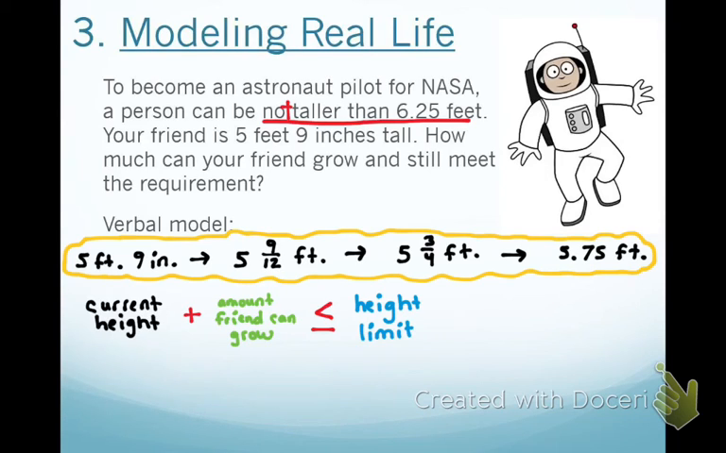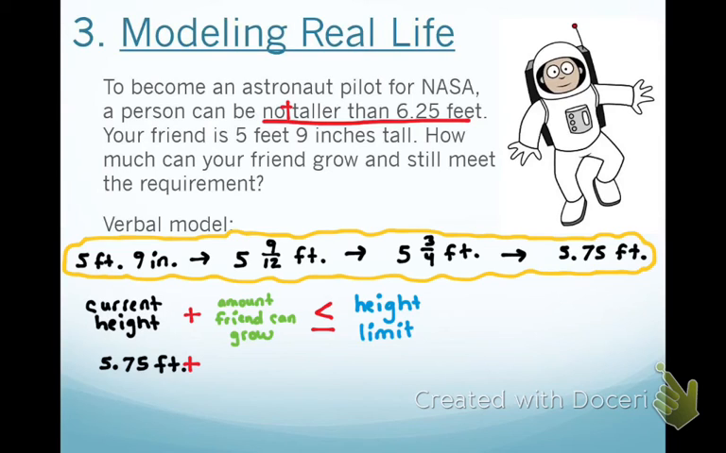Now that we have our verbal model, directly underneath, we're going to start plugging some things in. Jace, what is the current height of your friend? 5 feet 9 inches. Now, how much did we discover 5 feet 9 inches means whenever it is a decimal? 5.75 feet. So everybody plug in directly underneath that 5.75 feet. Drop down your plus sign.